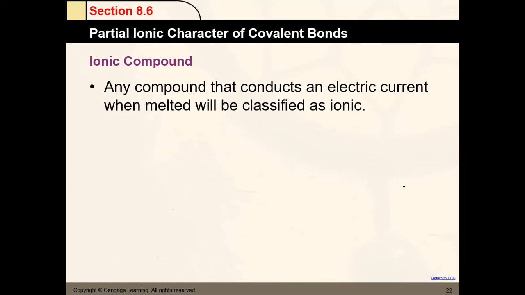Those are the valence electrons, right? In chapter 7, we were saying that the valence electrons are the electrons located on the outermost shell, the last shell of electrons in the electron configuration. So those are the first ones that are going to be facing the other element, whether the other element wants to attack or wants to share, right? So in an ionic compound, any compound that conducts an electrical current when melted will be classified as ionic.